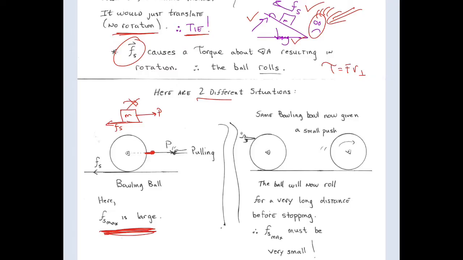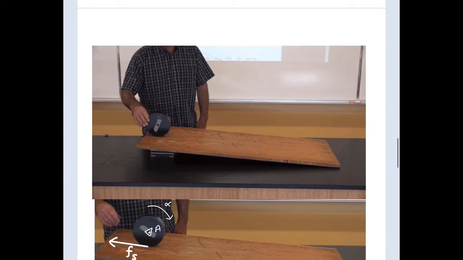Okay, so if that's the case, then the static friction force must be very small. Here the static friction force is large, because it takes a lot of force to break contact. Here, you give this thing a push, and it's going to keep rolling and rolling and won't slow down for a long time. So it's two different situations.